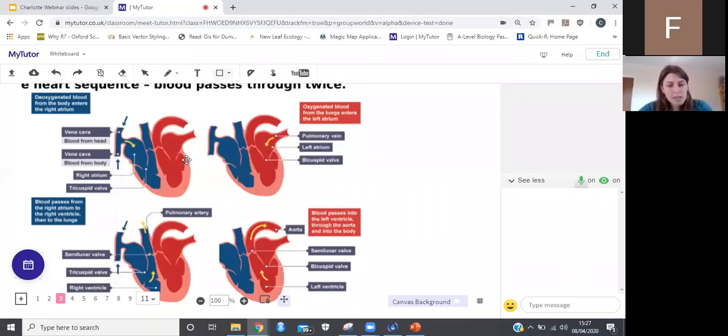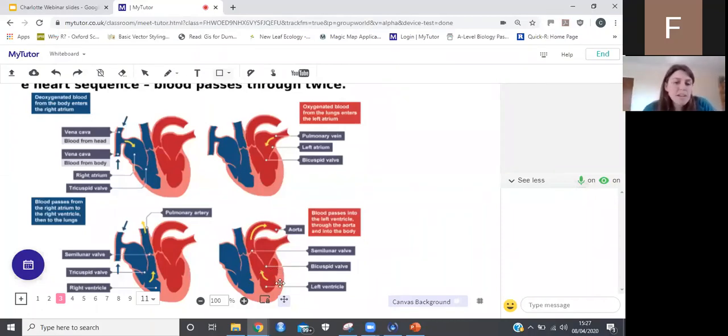What happens then is that the atria contract. So we have a contraction of the muscles around the atria here, and that drives the blood from the right atrium to the right ventricle, and the left atrium to the left ventricle. These valves here, the tricuspid valve and the bicuspid valve, prevent backflow of that blood. So it's now in the ventricle at the bottom of the heart.